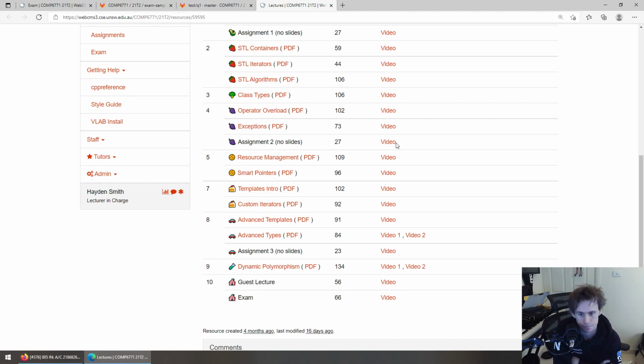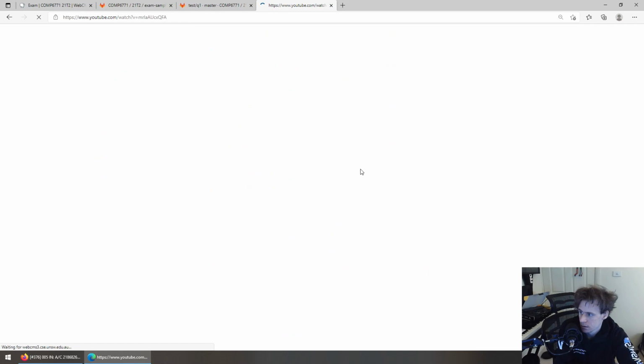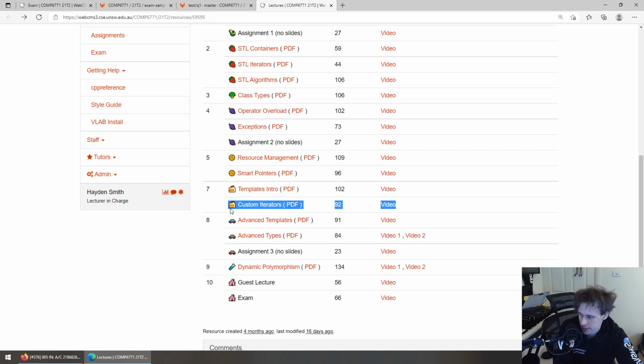you can get away with not doing it. Resource management is definitely something you should think about. You should be comfortable with that topic. Templates you should be comfortable with. Custom iterators, you need to be comfortable with the topic, but you shouldn't be expected to implement an iterator.